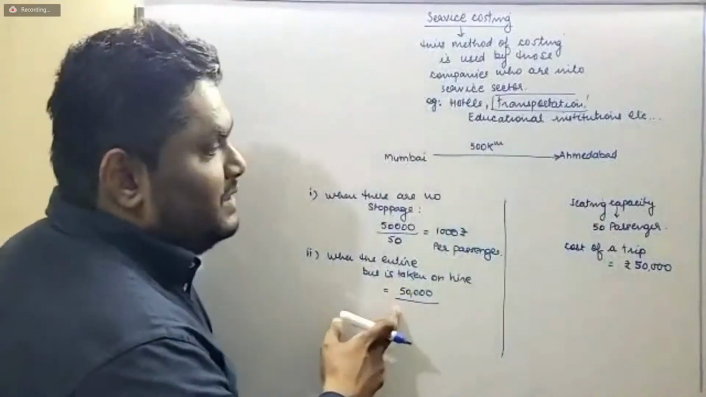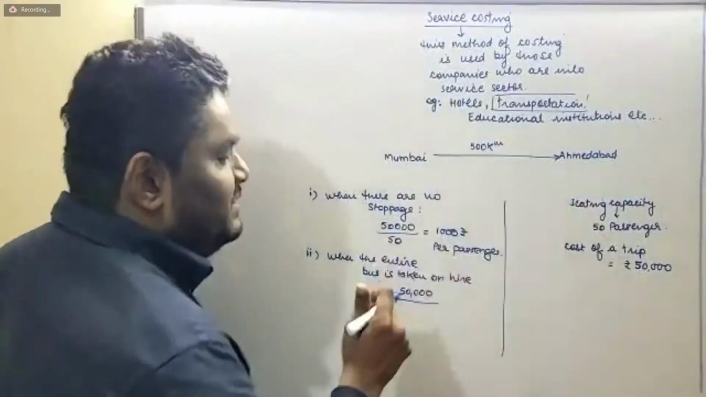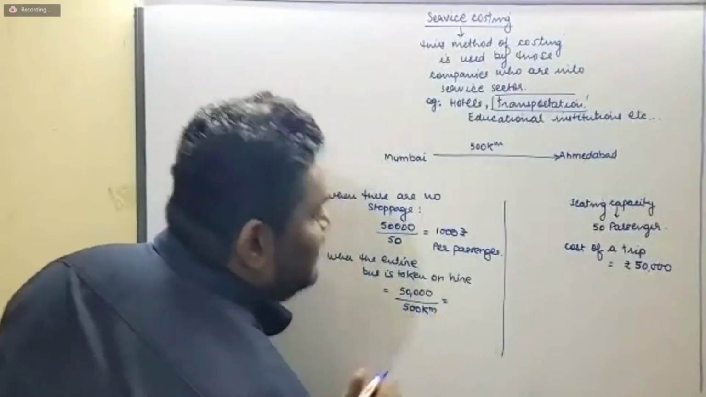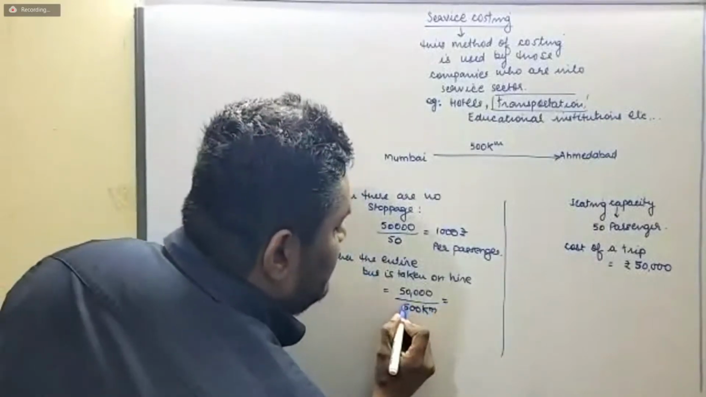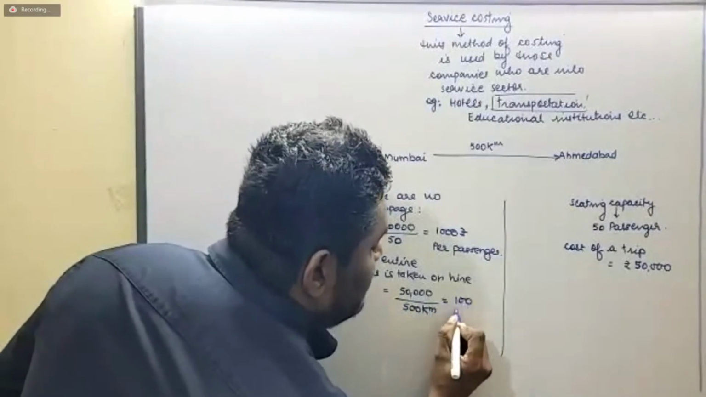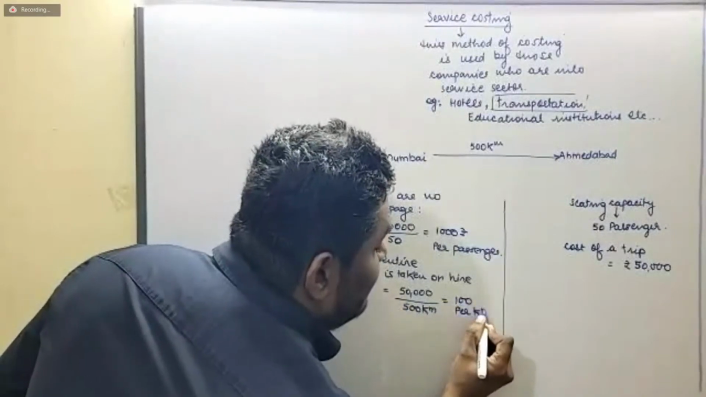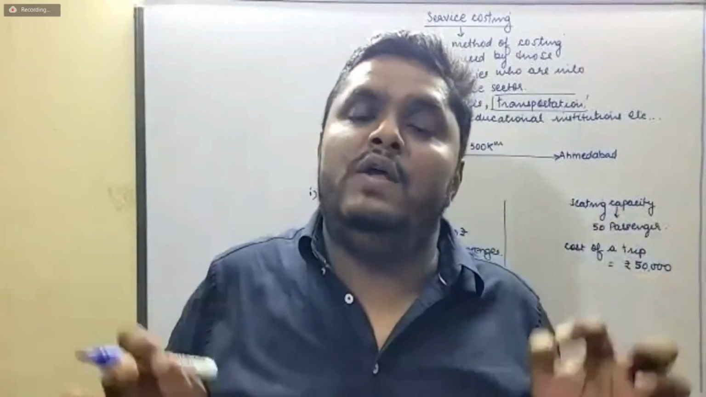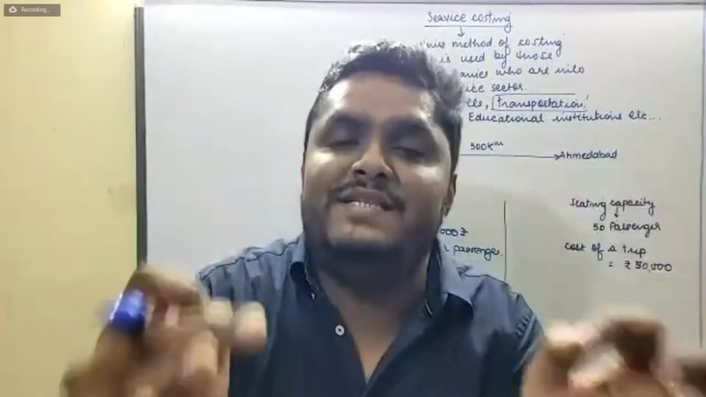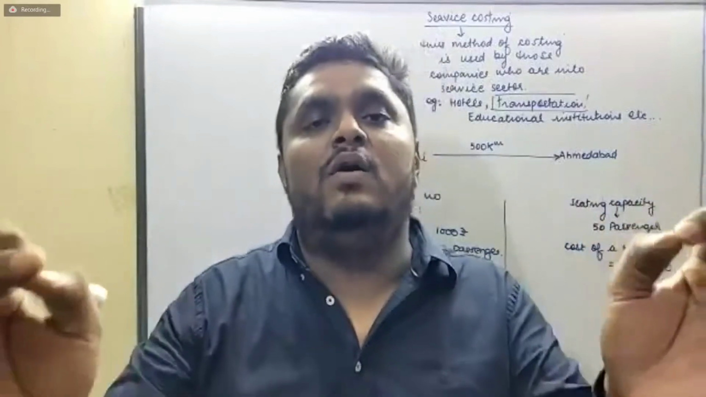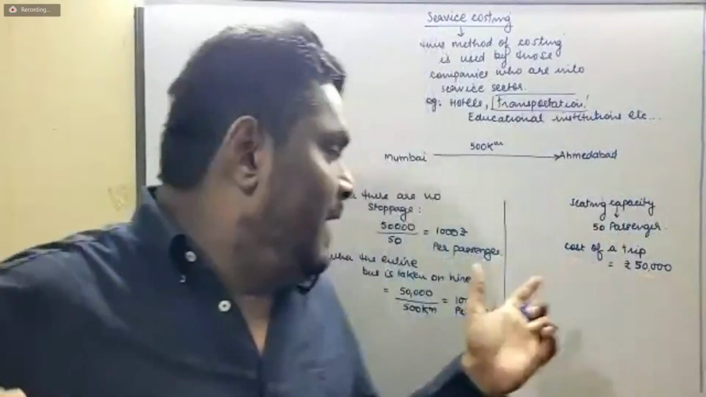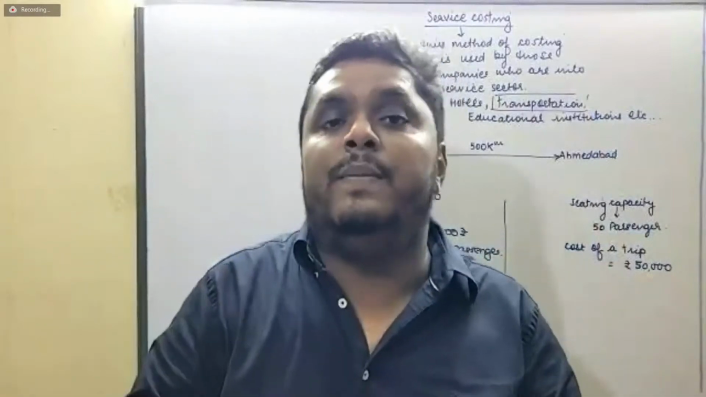So my total cost is how much? 50,000. How much distance I will be traveling? 500 kilometers. So how much fare I will be quoting? Very simple. 100 rupees per kilometer. I will say Mr. Abdul, I will be requiring ₹100 per kilometer. Whether you seat 2 passengers, 10 passengers or 60 passengers, it is none of my business. My point is I just want ₹100 per kilometer.